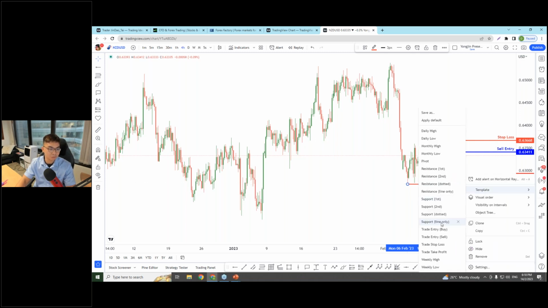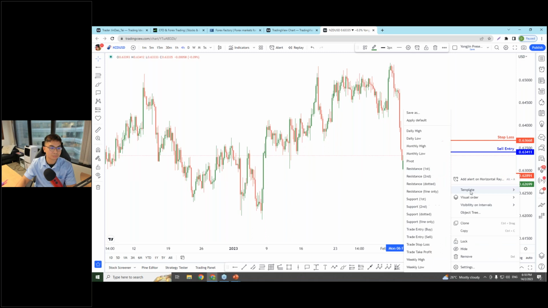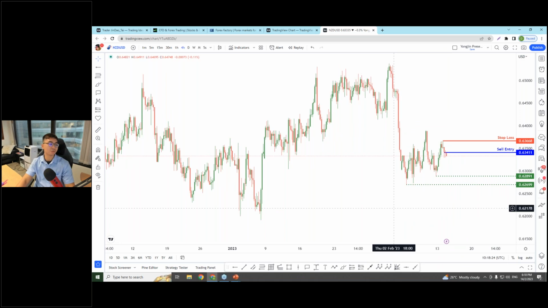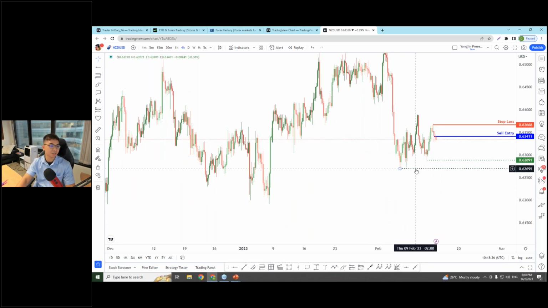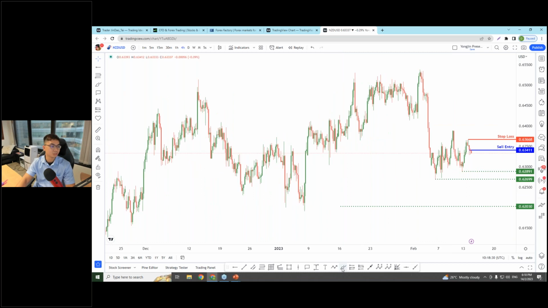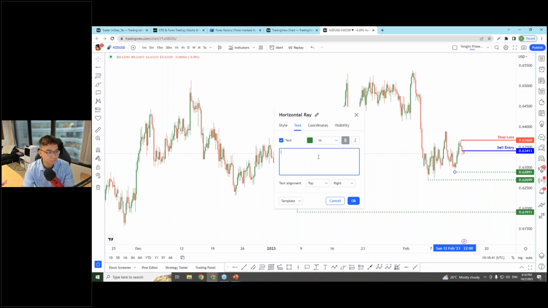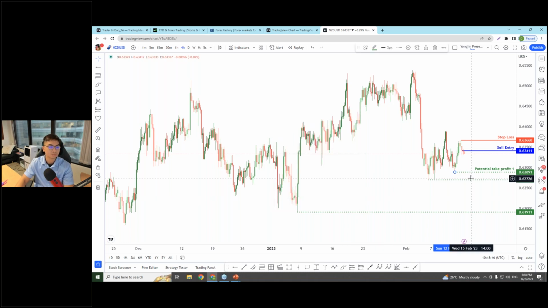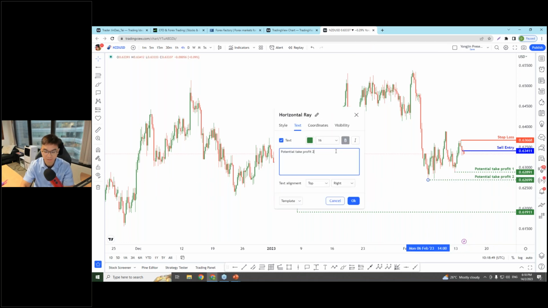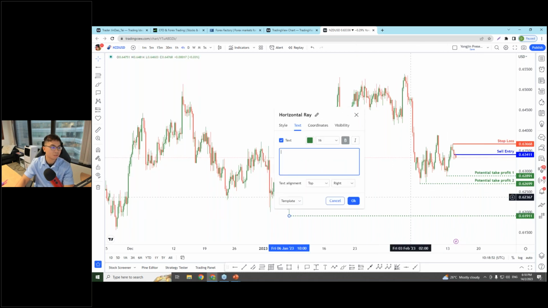I should change it to green supports dotted. And then your final take profit target could potentially be at this very last major swing low that actually occurred on January 6th earlier this year. I'll just mark it out: potential take profit 1, potential take profit 2, and your final take profit.